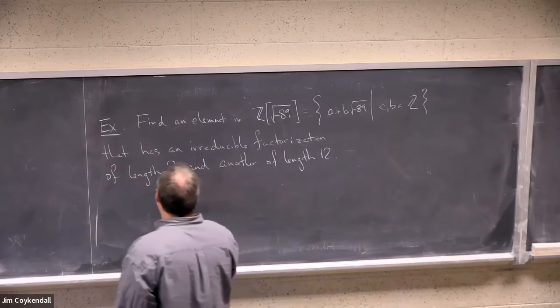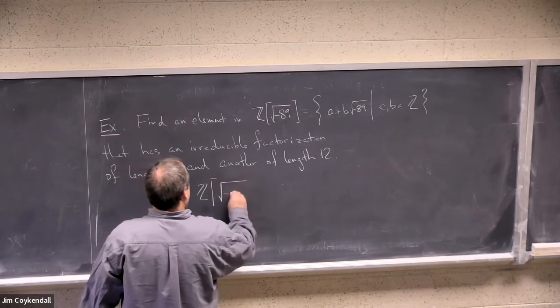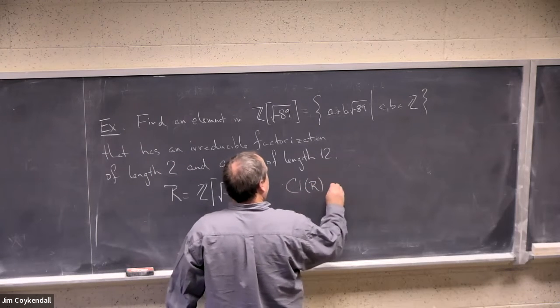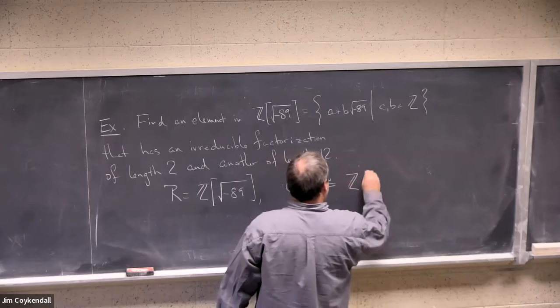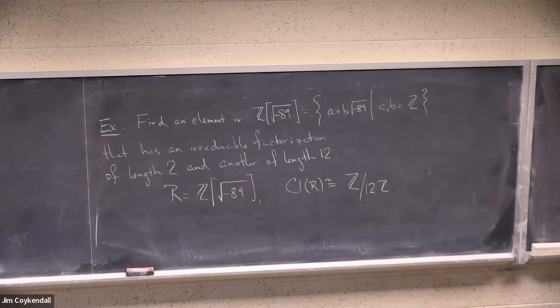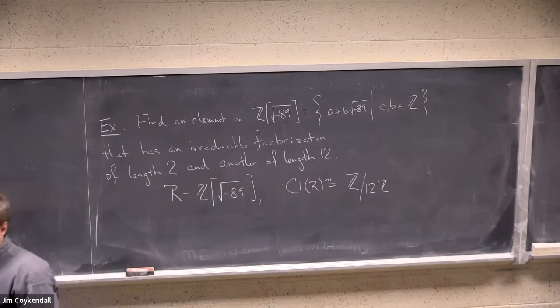I'm going to call it ring R, just because I'm lazy. And here's part of the plug for what I hope to be offering in the fall: I'm going to tell you how you can figure this out. It turns out that for any Dedekind domain the class group is a finite abelian group, and in this case, it turns out to be the cyclic group of order 12.